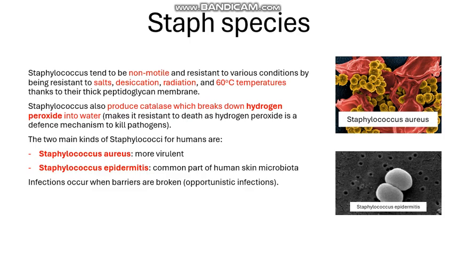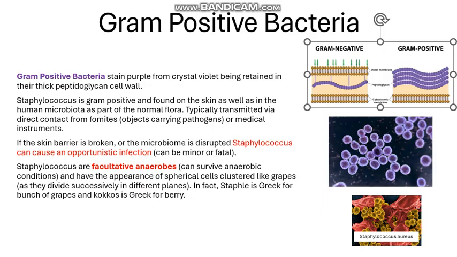Staphylococcus tend to be non-motile and resistant to various conditions, being resistant to salts, desiccation or drying out, resistant to radiation and temperatures up to 60 degrees Celsius. And this is because of their thick peptidoglycan membrane that we talked about up here.